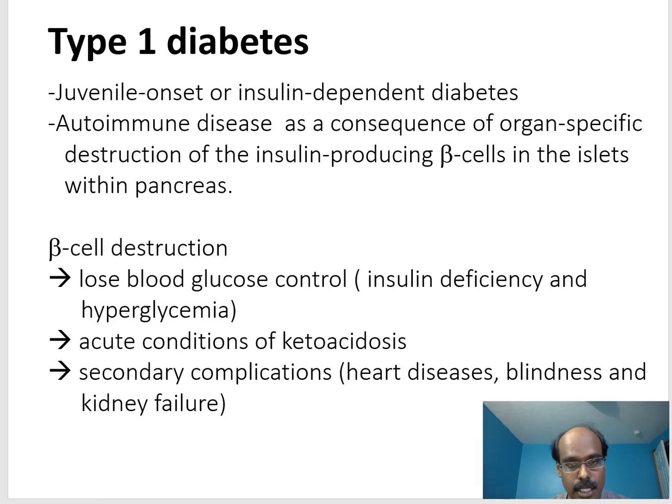The beta cell destruction results in loss of blood glucose control because there is no insulin, and that results in insulin deficiency, or there are no insulin producing cells, and it causes hyperglycemia, high levels of glucose in the circulation. It also causes acute conditions of ketoacidosis. Some of the secondary complications of type 1 diabetes include heart disease, blindness, and kidney failure.